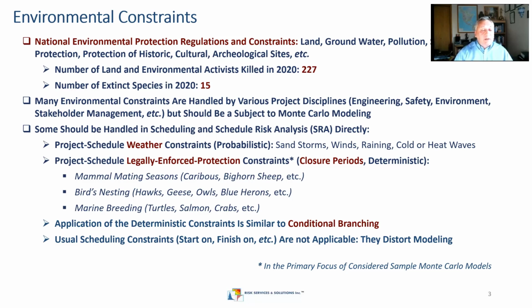Mathematically speaking, we will mostly talk about deterministic constraints, legally enforced protection constraints, in our sample models, and those constraints are equal or similar to conditional branching. And actually, the regular constraints like start on, finish on of those periods don't work because they just distort modeling and they are not applicable to schedule risk analysis models. We just need to do something differently using different functionality.